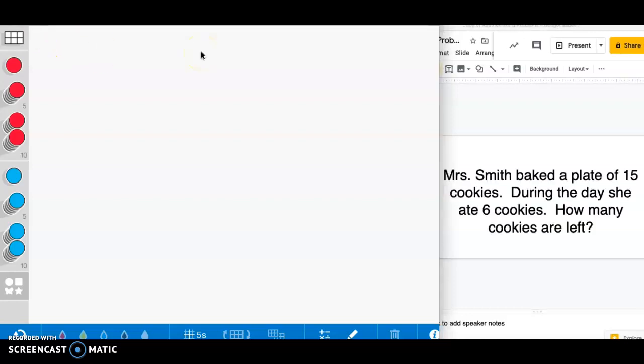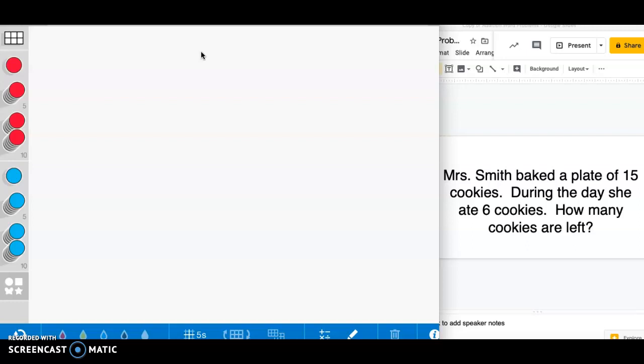Just like yesterday, I'm going to work through the first problem with you, and I really want you to be a detective again and look for those key words. And remember that we are doing subtraction problems today. So our first problem says, Miss Smith baked a plate of 15 cookies. During the day, she ate 6 cookies. How many cookies are left?